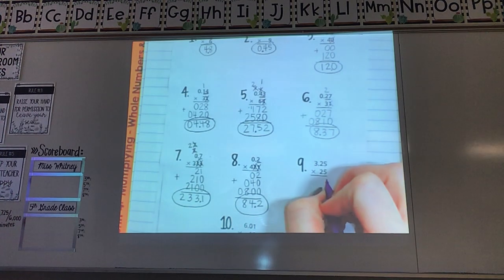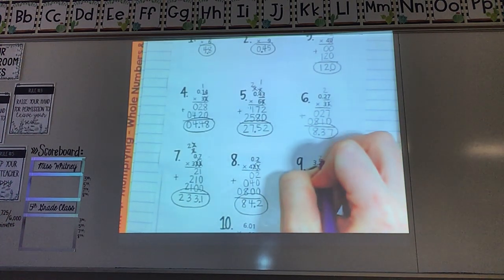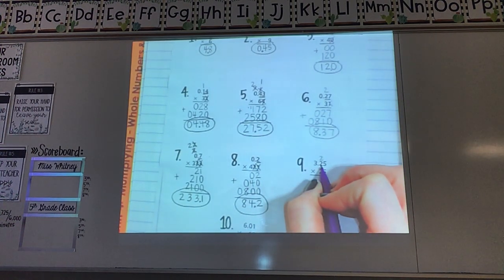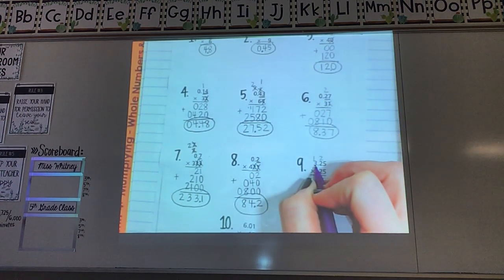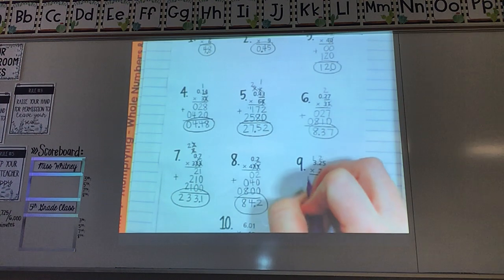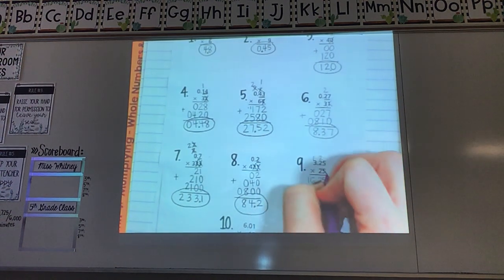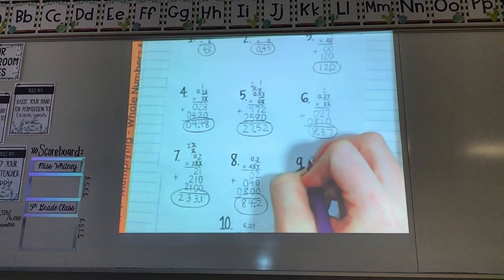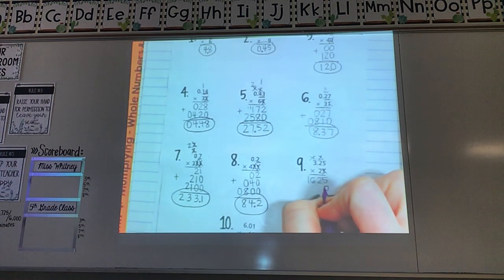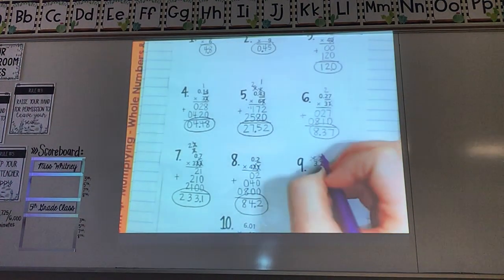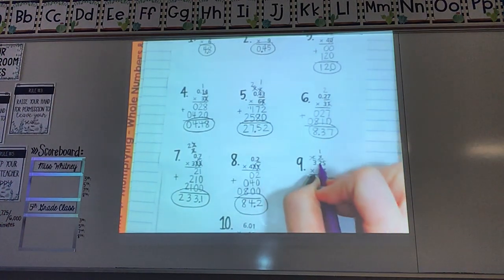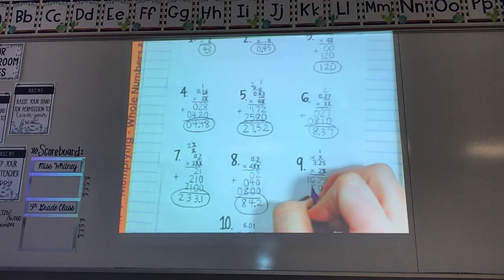5 times 5 is 25. So put my 5, carry my 2. 5 times 2 is 10, plus 2 is 12. Put my 2, carry my 1. 5 times 3 is 15, plus 1 more is 16. I'm done with my 5, X him out, X these guys out, and put my O, and then I go again. 2 times 5 is 10, put my 0, carry my 1. 2 times 2 is 4, plus 1 is 5. 2 times 3 is 6. Add them up.